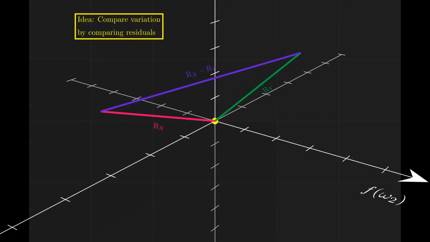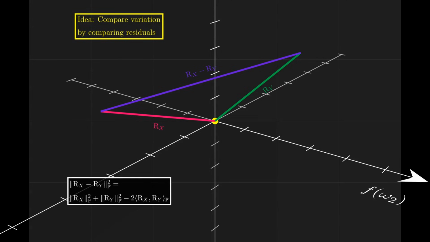Since the norm is induced by a scalar product, abstractly this squared length is given by the squared norm of the residual of x plus the squared norm of the residual of y minus 2 times the scalar product between them. But we can also find a corresponding expression geometrically by decomposing the variation of y into a side that captures the variation of y in the direction of x and a side that captures the variation of y orthogonal to x.